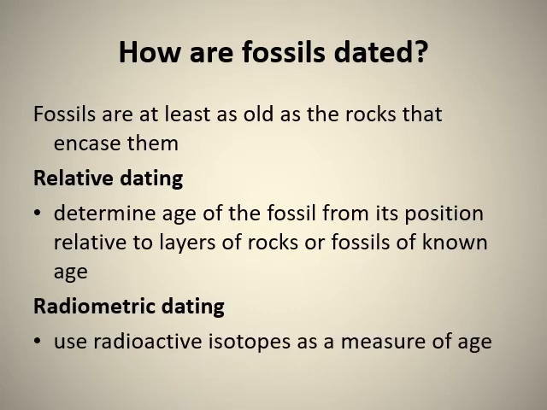Or you can use something called radiometric dating. And this gets a little bit more complicated, but essentially you're using radioactive isotopes to measure the age. So you're measuring basically different levels of radioactivity in the rocks. And there's certain compounds and certain elements that they look for in this, but you don't really need to be too concerned with it. And just know that you can date fossils either by relative dating or radiometric dating.